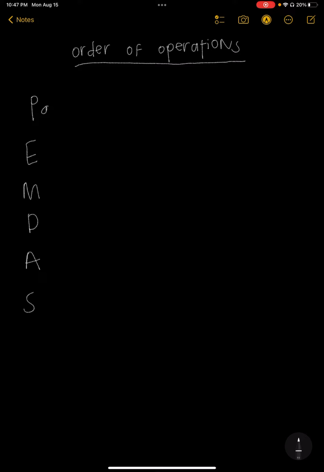P stands for parentheses. So parentheses are obviously parentheses, but they also include any absolute values or radicals. So we have to do anything inside the parentheses first. That comes absolutely first. Then we have exponents.